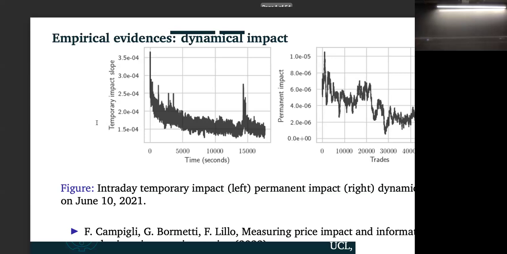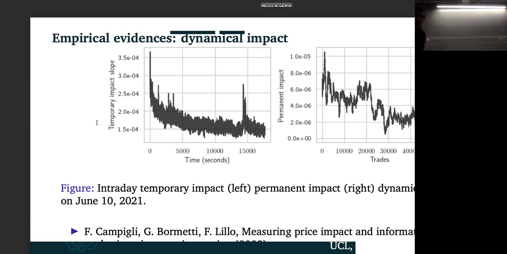Time from start of day or from the trade? Okay, these are trades. Yes. But what is zero? The beginning of the day. This is one day. Yeah, this is one trading day.